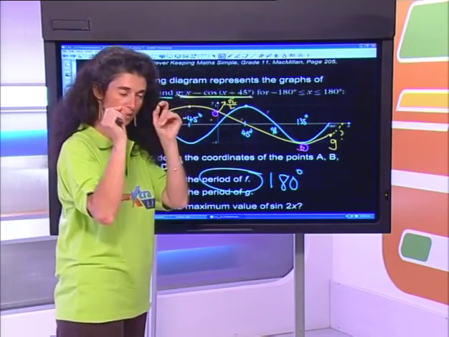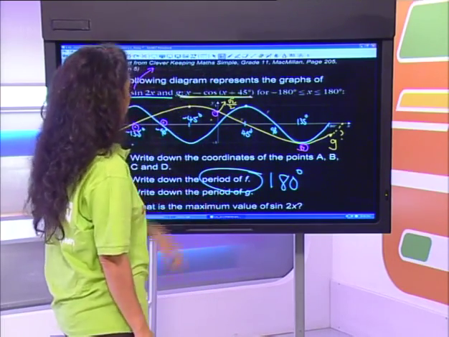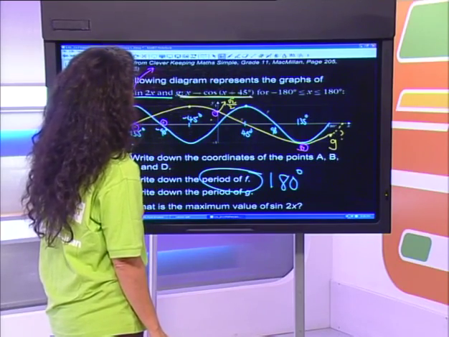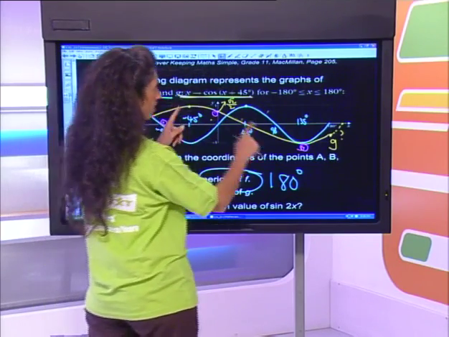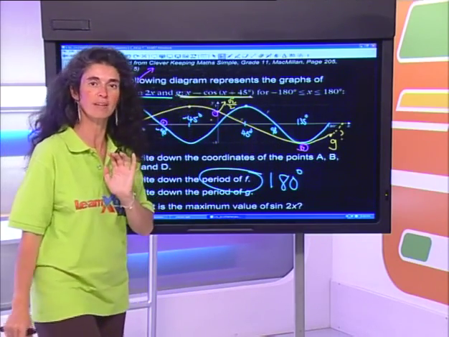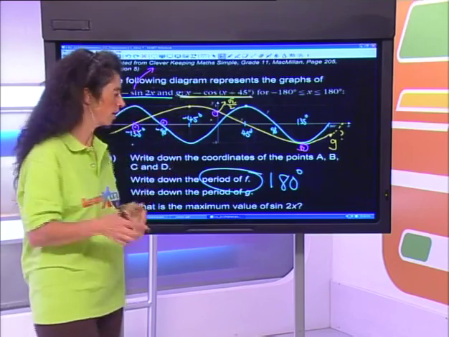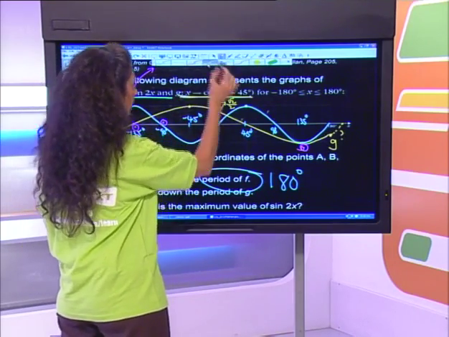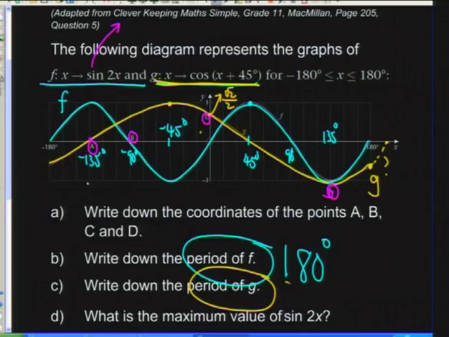Period is not a set. Period is one number, one value. Write down the period of G. What is the period of G? So how many degrees does it take to sketch the yellow graph? The period has not been affected. It's still 1x. So the period of the yellow graph is 360 degrees. The maximum value of sine 2x is 1, of course. And we'll end it off there.